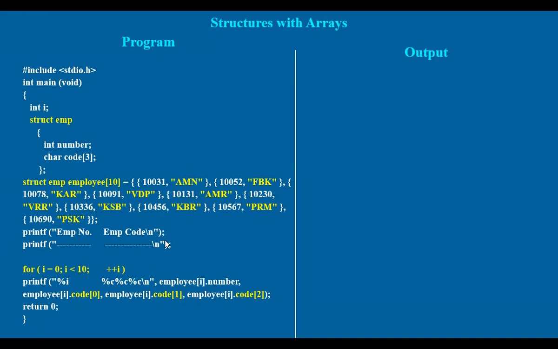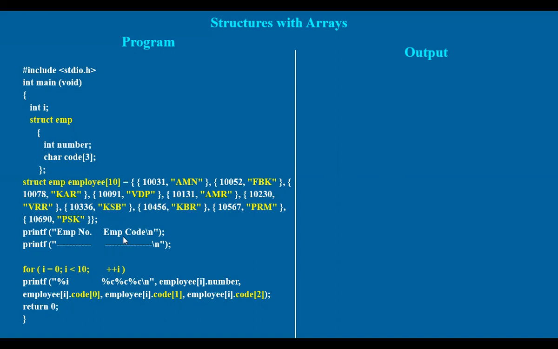Here, employee number and employee code, this is the heading. And again, another for loop is used from 0 to 9, okay? Less than 10 means 9. So 0 to 9, 10 values are provided, and the display, of course, is the same: employee 0, number, employee 0, code 0. These zeros are fixed, right? First letter, second letter, third letter, that's all. But the value of i changes because we are taking 10 employees. Initially it starts with 0, next 1, 2, 3, like that. So for each employee, the first letter, second letter, third letter are provided.